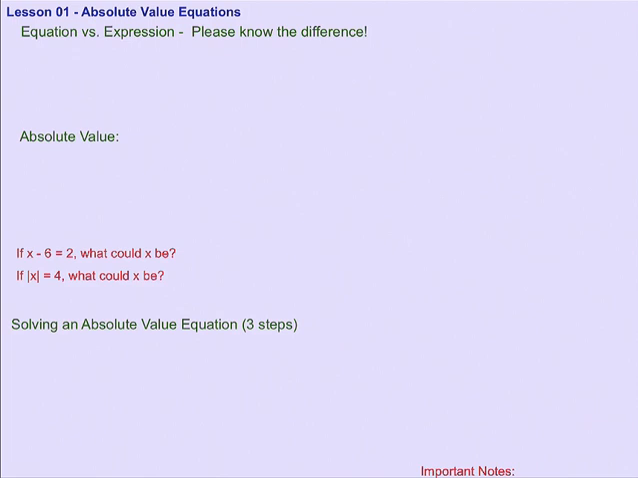With an important distinction between two things that we're going to talk about a lot this year: equations and expressions. And it's really important to know the difference between the two. I'll start with an expression.